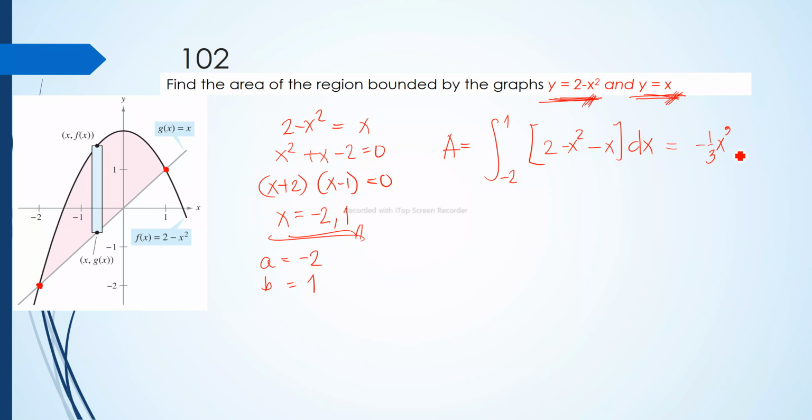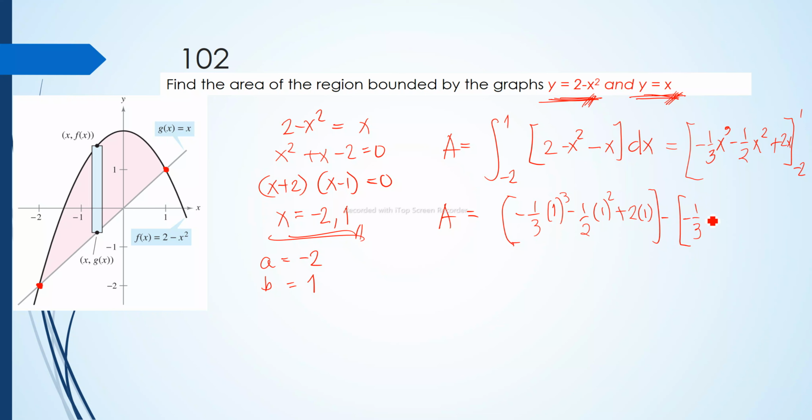-1/3 x cubed minus 1/2 x squared plus 2x, to be evaluated from -2 to 1. So we'll have an area of -1/3 times 1 cubed minus 1/2 times 1 squared, which is just 1, plus 2 times 1, minus -1/3 times -2 cubed minus 1/2 times -2 squared plus 2 times -2.